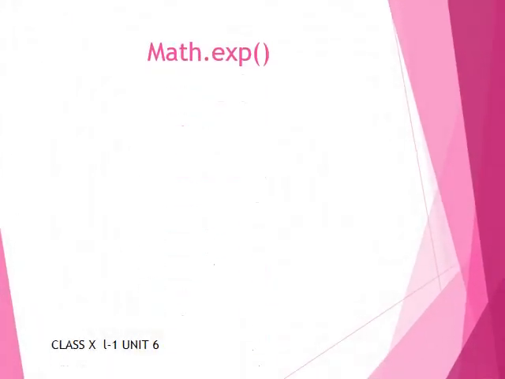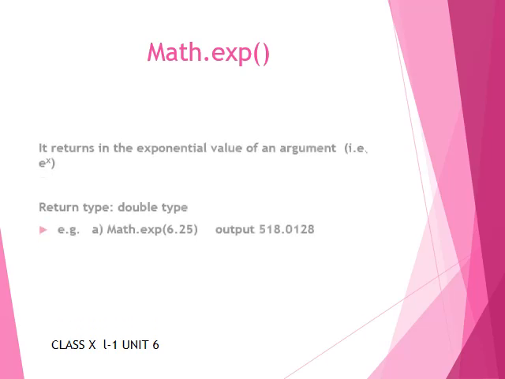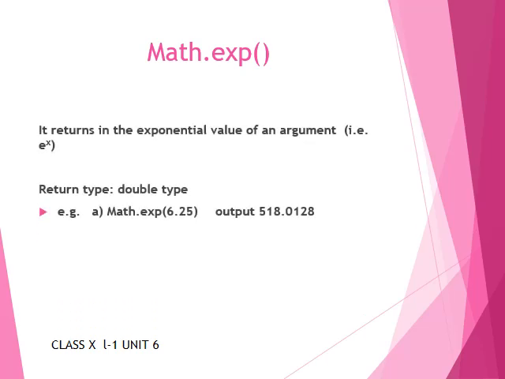Next is Math.exp. It returns the exponential value of an argument, for example e raised to the power x. Return type is double type, and the example is given here, that is Math.exp 6.25. Output is 518.0128.